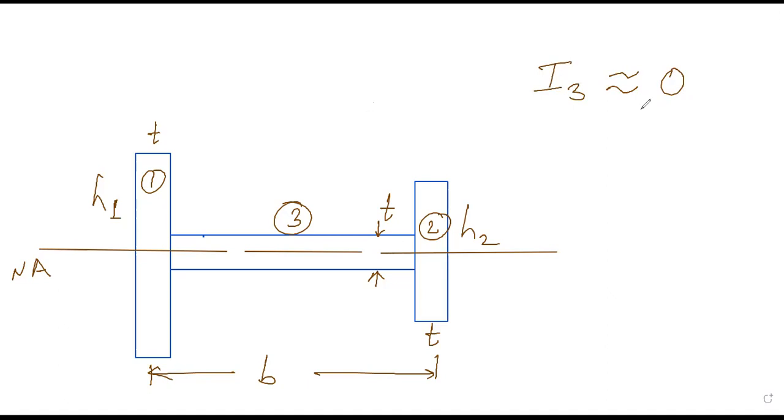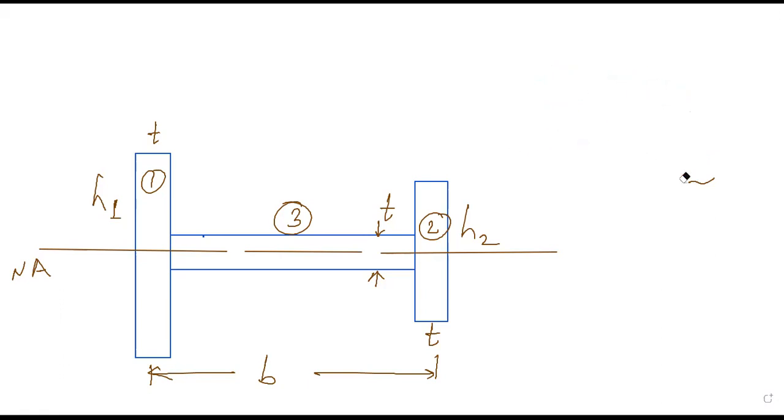So we will take the moment of inertia for part 1 and part 2. Right now, write down, as T is much smaller than other dimension, I3 is equal to 1/12 BT cube. So it is nearly equal to 0. As T is very small, T cube is also very small, so that is equal to 0. So we will take the moment of inertia for part 1 and part 2.